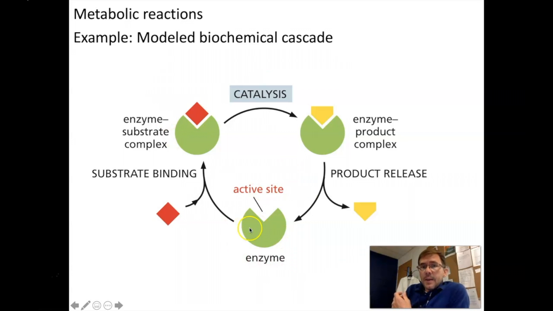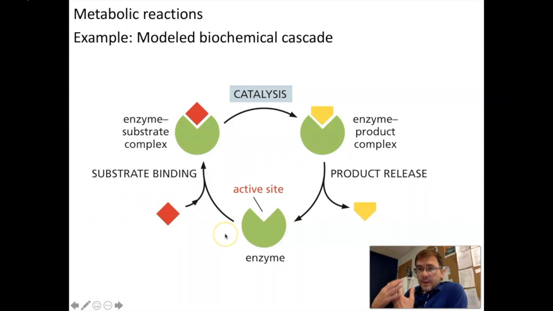So the enzyme here can catalyze a reaction or promote a certain type of reaction that changes the substrate into the product. And then ultimately the product is released, and that's how we can generate a pool of product from a pool of substrate.